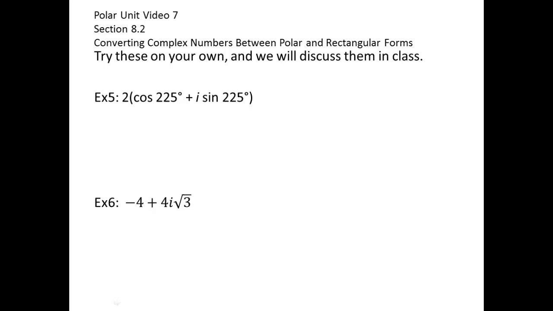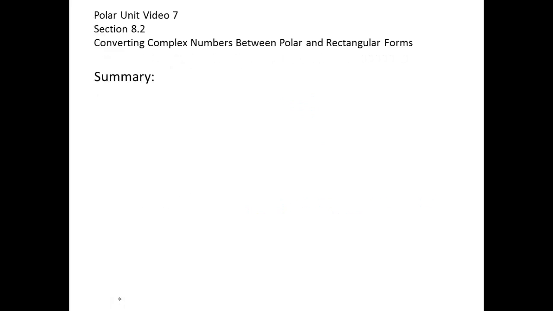Alright, I want you to try these two on your own. Remember, this one is being turned into x plus yi, and number 6 is being turned into r cis theta, or the long form of r cosine of theta plus i sine of theta. So that's the forms you're turning it into, and we'll take a look at those together.